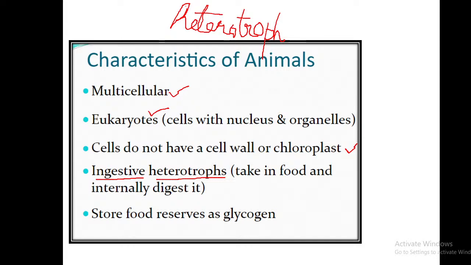Ingestive heterotroph means they are those organisms which can take in food and digest it. Then they store food reserves as glycogen. So glucose ആണ് glycogen ആയിട്ട് സ്റ്റോർ ചെയ്യാം, ഫാറ്റ് ആയിട്ട് സ്റ്റോർ ചെയ്യാം, ഫുഡ് റിസർവ്സ് ആയിട്ട് സ്റ്റോർ ചെയ്യും. അത് അനിമൽസിന്റെ ഒരു പ്രത്യേകതയാണ്. Coming to the characteristics of animals, they are heterotrophs, they are ingestive heterotrophs, and they store food reserves as glycogen. They store food reserves such as fat.